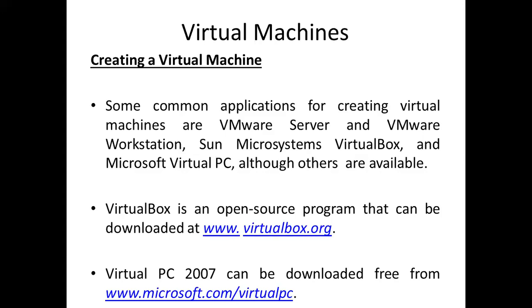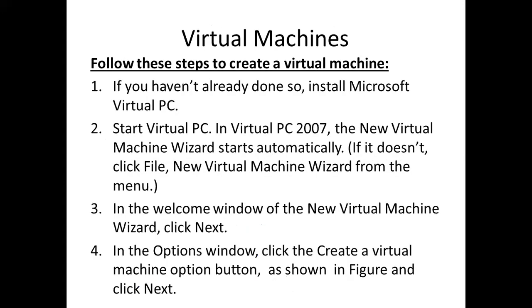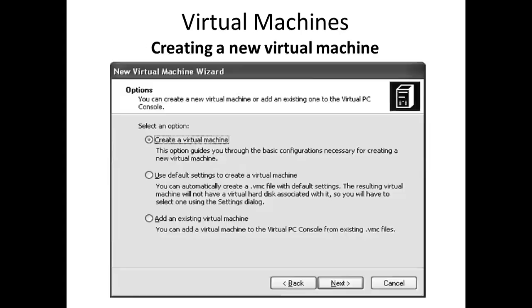Now, this is the freely downloadable one. So the steps we generally follow, even if it is not Virtual PC, anywhere, the first thing you're going to do is go to the home page and identify the new virtual machine wizard, where you're going to add a new virtual machine. Either you're going to create a new one, or you're going to add an existing one, or use default settings, which sometimes they set.